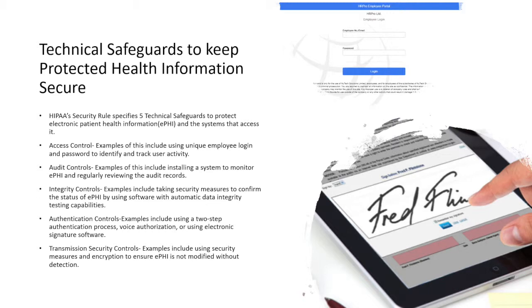Authentication controls require the person who wants to access the data to prove that they are who they say they are. Examples include using a 2-step authentication process, voice authorization, or using electronic signature software. Transmission security controls state that practices need to ensure data is not modified without detection and that protected health information is encrypted when necessary. Examples include using security measures and encryption or assigning authentication to employees.